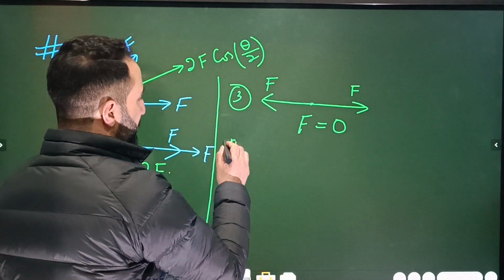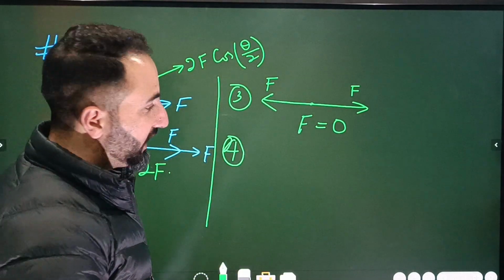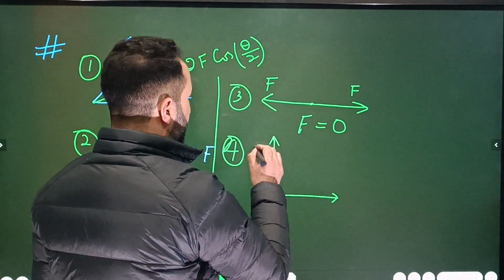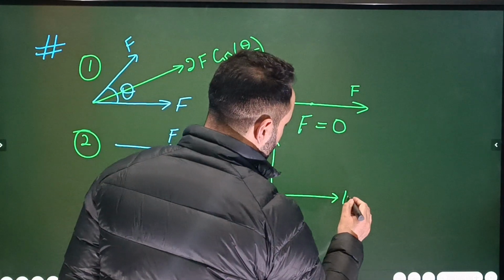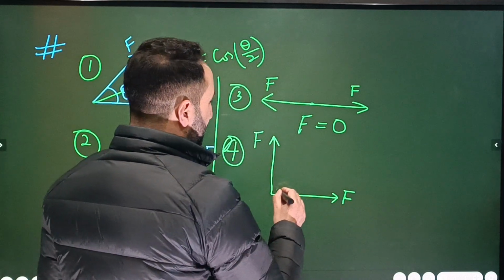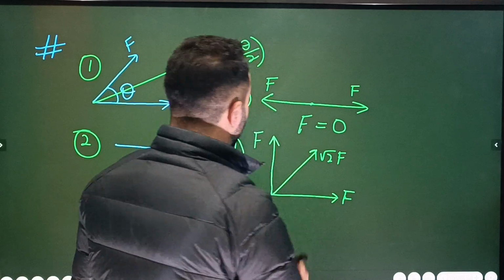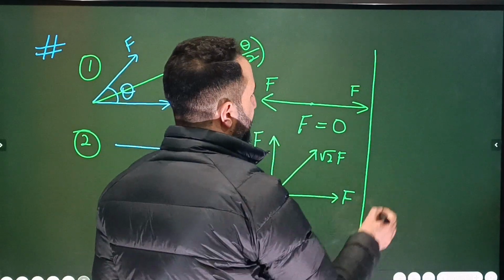Number 4 is like this. यहाँ ध्यान दीजिए बेटा, this is highly important. If there are two vectors like this, so here we have they are mutually perpendicular, F and F. तो इन दो का रिजल्टेंट कितना होगा बेटा? That will be equal to root 2F. इनका रिजल्टेंट कितना आएगा बेटा? root 2F. Okay.